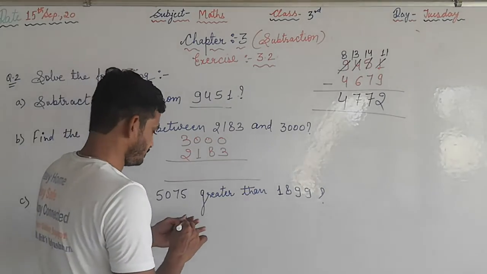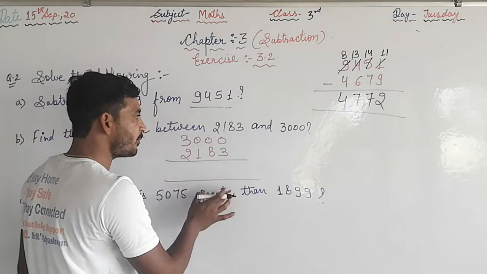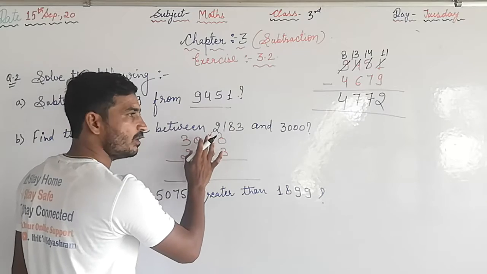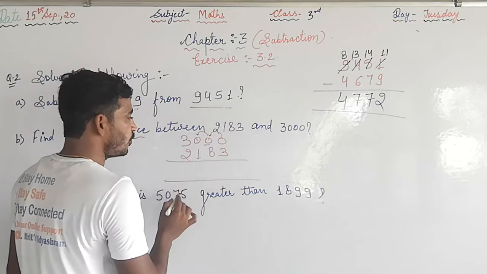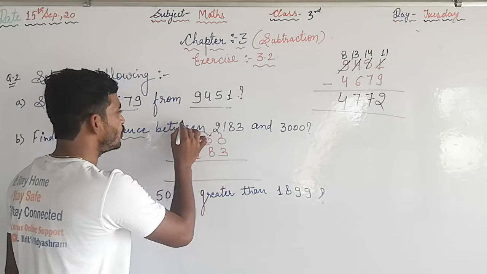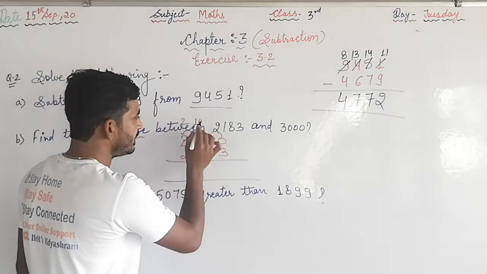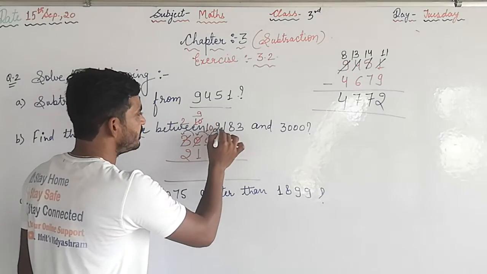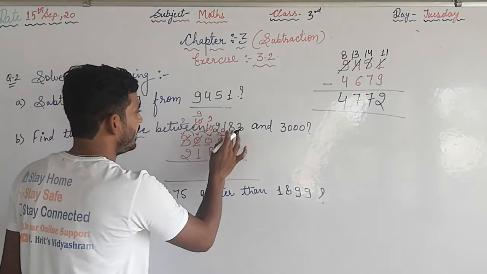Now here you are not able to subtract 3 from 0. It's not possible, so we take carry from the next number. Here it's not possible to borrow, so we go to the next number. Here it's also not possible, so we go to the next number. Here it becomes 2, here it becomes 2, and here it becomes 10. When this number takes carry from this number, here it becomes 10 and here it becomes 9, and here it becomes 9 and here it becomes 10.